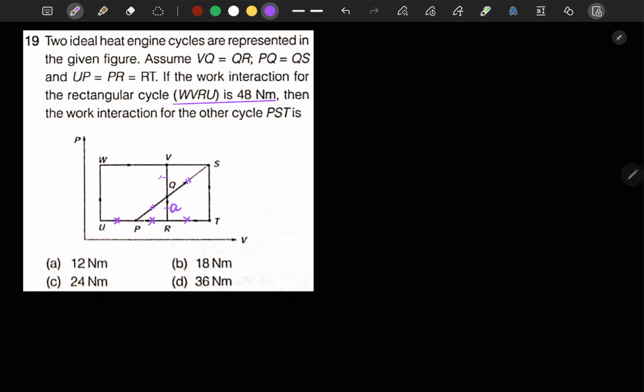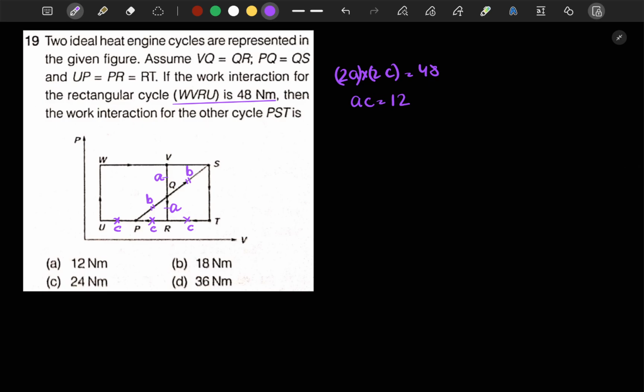Let's say this dimension is A, this is B, B, C, C, C, and this is all. Okay, so we are provided with 2A into 2C is equal to 48. So 2A into C is equal to 12. Okay, we can get AC is equal to 12.